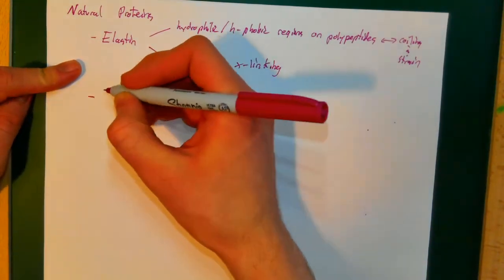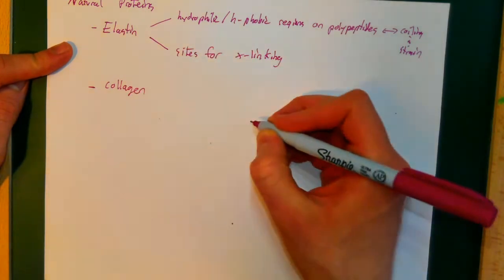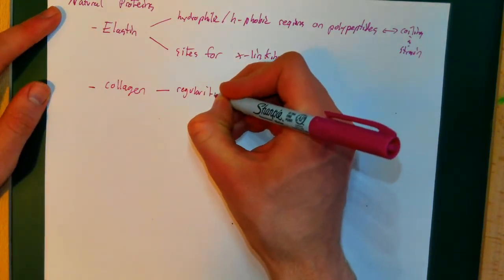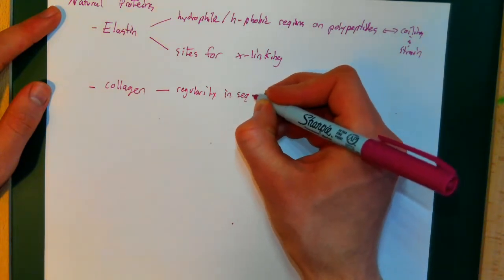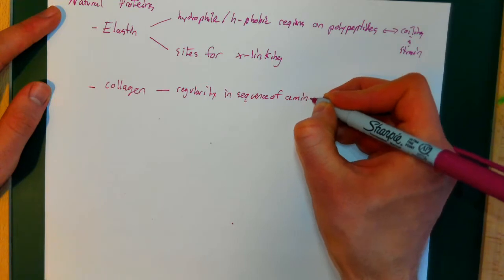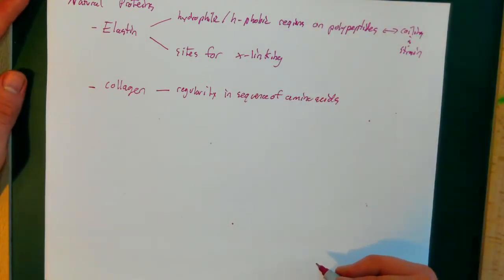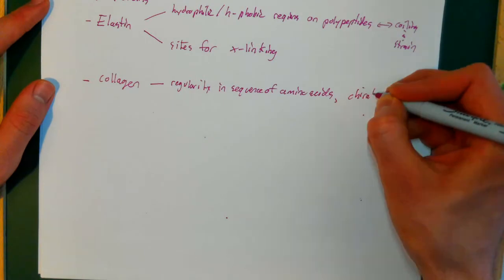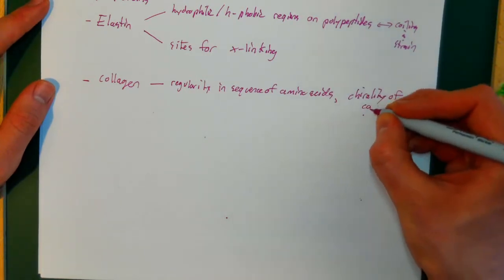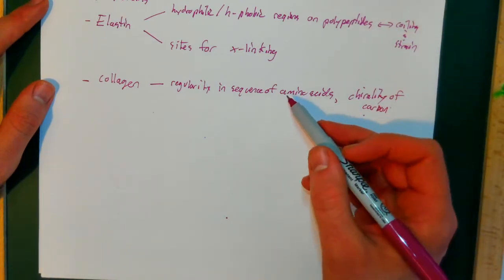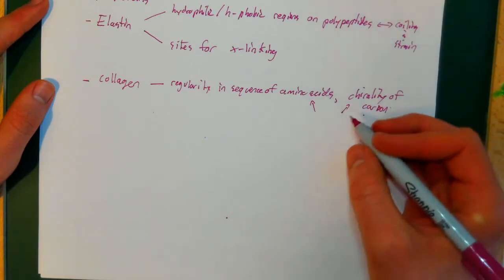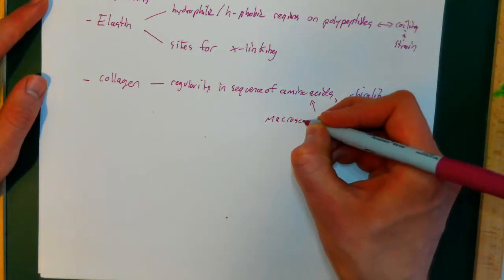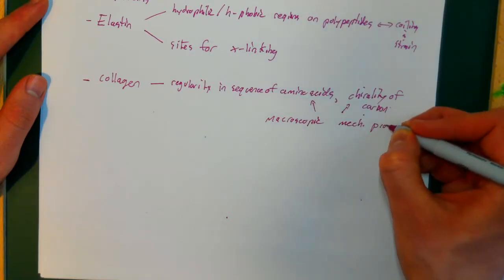After we're done talking about elastin, we'll talk about collagen. And when we talk about collagen, we'll talk about regularity in the sequence of amino acids, as well as chirality of the carbon. Both of these will have implications for the macroscopic mechanical properties of collagen.